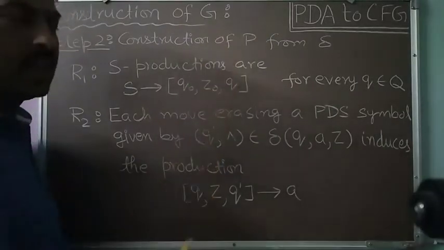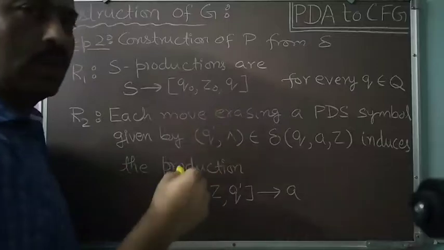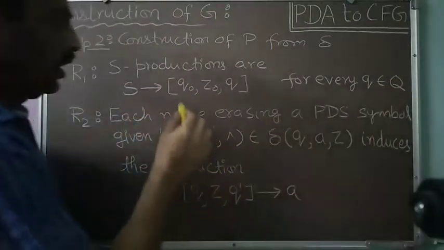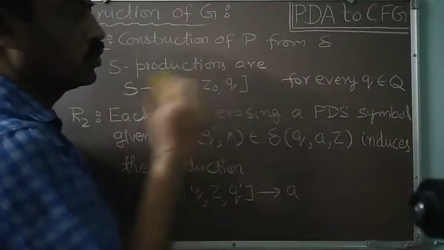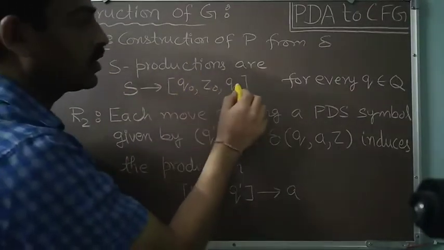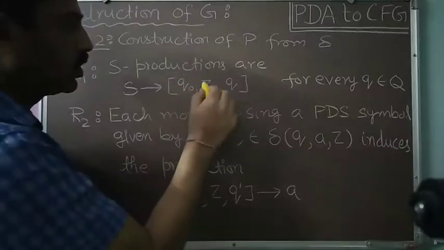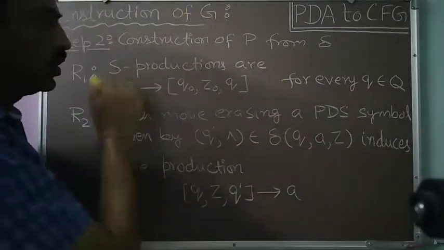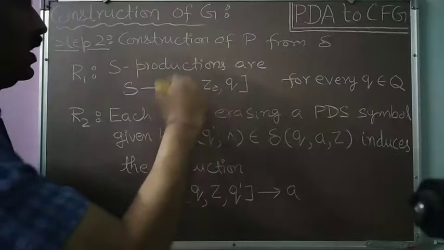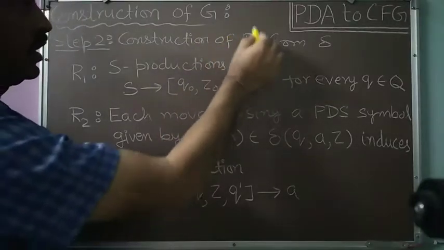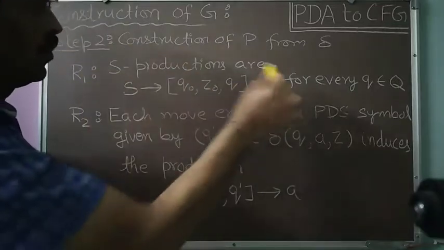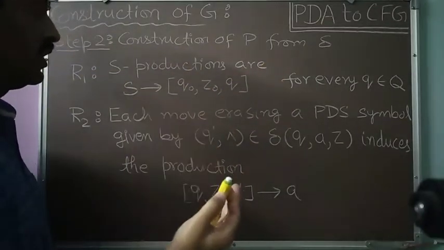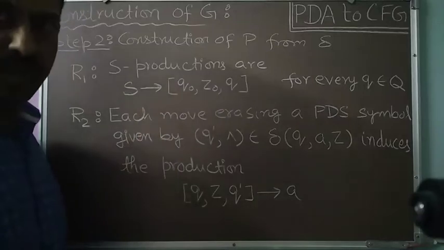So suppose there are 3 states Q0, Q1 and Q2 present in our set Q, then there will be 3 such S productions: S to [Q0, Z0, Q0] first, then S to [Q0, Z0, Q1] second, then S to [Q0, Z0, Q2] third. So these 3 S productions will be there in our set of productions P of the context-free grammar G. So this is rule 1. This tells us how we can find the S productions.